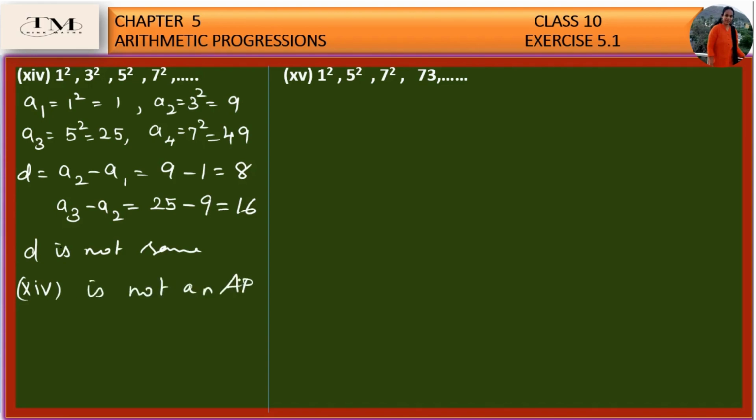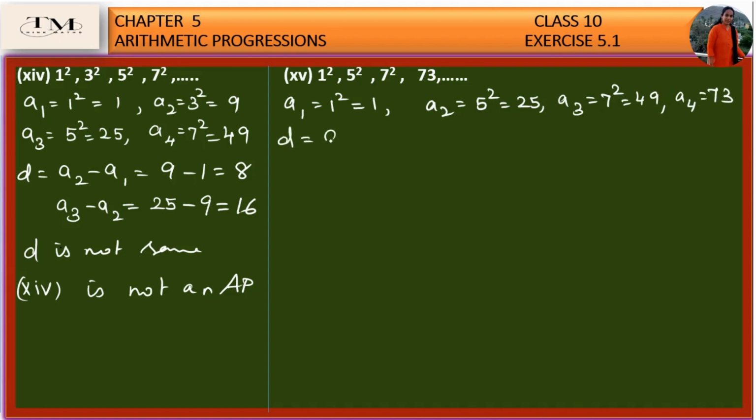So last problem of this session, which is 15th one. Here the first term is 1 square, which is 1. Second term is 5 square, which is 25. Third term is 7 square, which is 49. And the fourth term is 73. So what is D? A2 minus A1. A2 is 25 minus 1, which is 24. A3 minus A2. What is A3? It is 49 and A2 is 25, which is also 24.